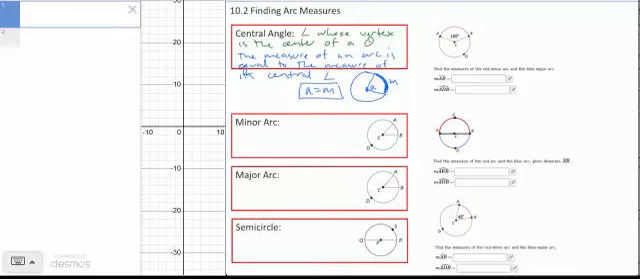Now, depending on how your arcs are measured, you have three categories: a minor arc, a major arc, and a semicircle. It's all based on a semicircle, so let's start with that definition first. A semicircle is an arc on a circle whose measure is exactly equal to 180 degrees.